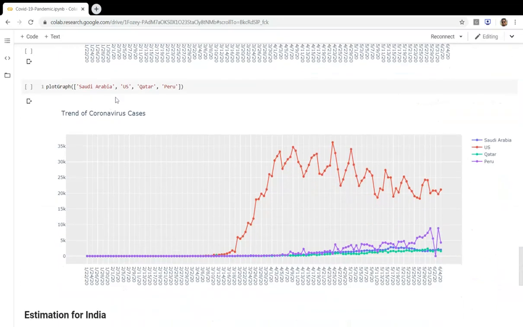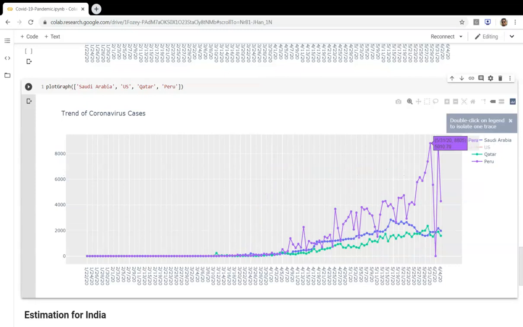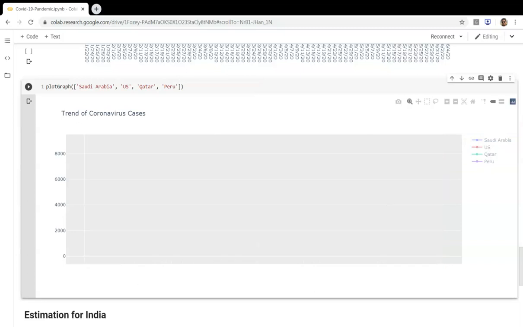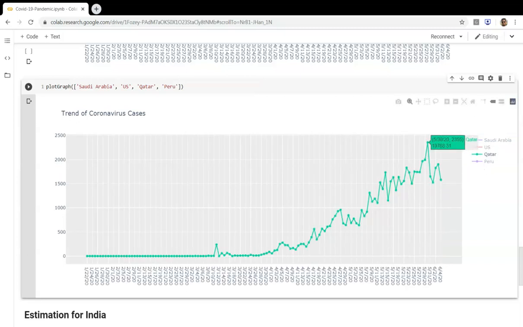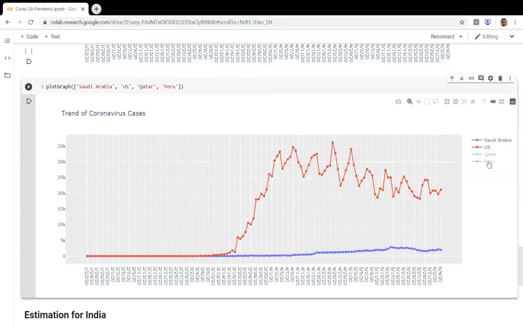And in case of US, Saudi Arabia, Qatar, and Peru, you see that US has started to decline after 3,300. Looks like it started to decline. And in case of Saudi Arabia and Qatar, it is close to 20,000. Maybe these countries are testing more.